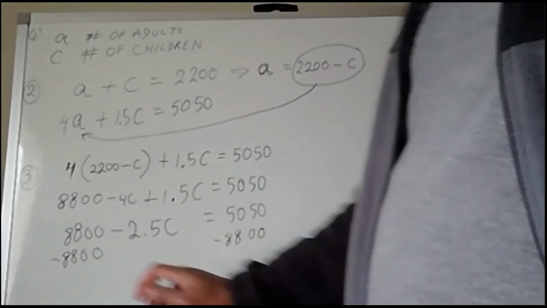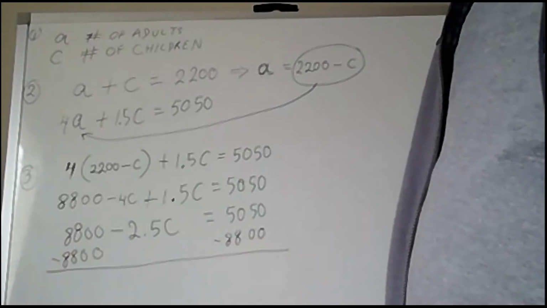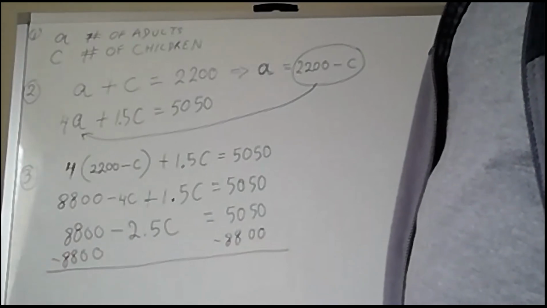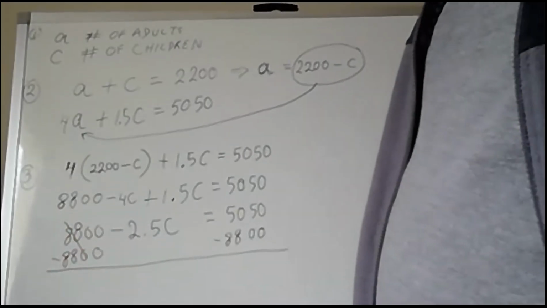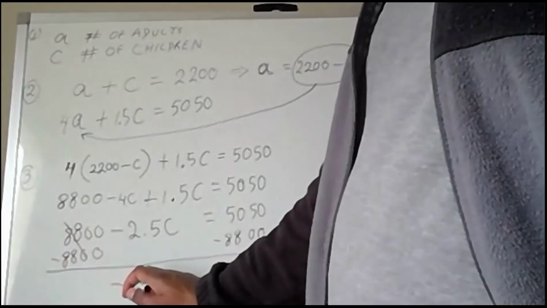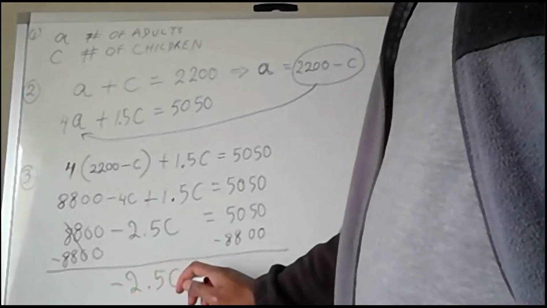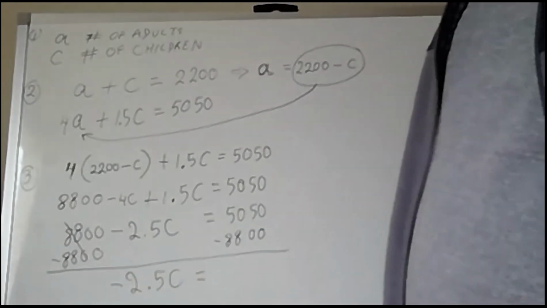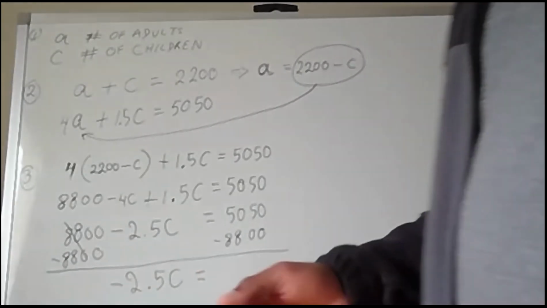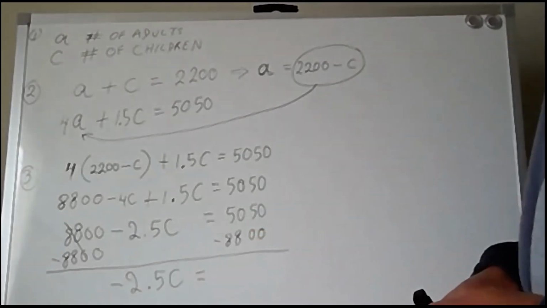Okay, to both sides. All right. So now it goes away here. Okay. And so here I'm left with negative 2.5C. And here I'm left with, now you guys can get your calculators and do that, right?